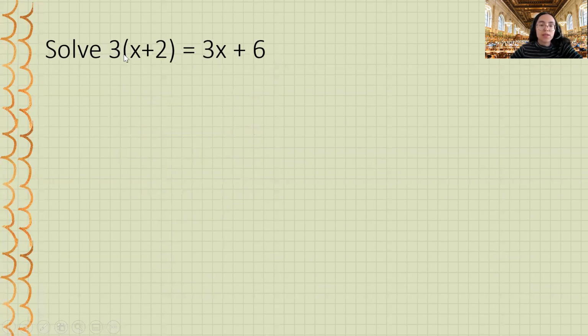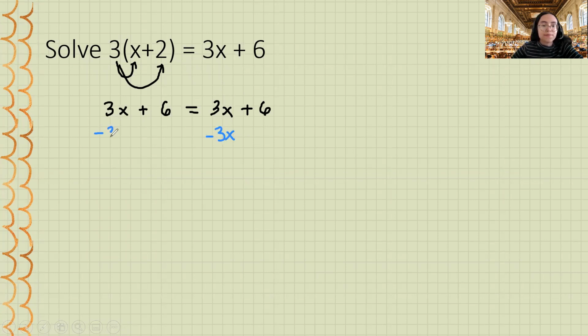Here we have 3 times x plus 2 is equal to 3x plus 6. So in order to solve this, I'm actually going to distribute this 3 into this quantity right here. So 3x plus 6 is what I'm going to get after I distribute, and that will be equal to 3x plus 6 on the right-hand side. Now, something interesting is going to happen here. When I move a 3x, whether it's from the right to the left or from the left to the right, see if you can catch it. So I'm going to actually move this over.